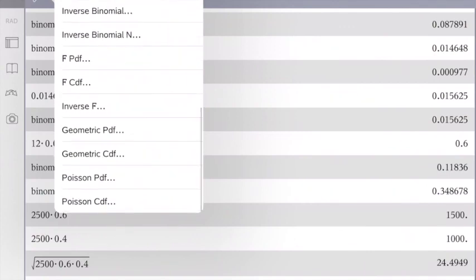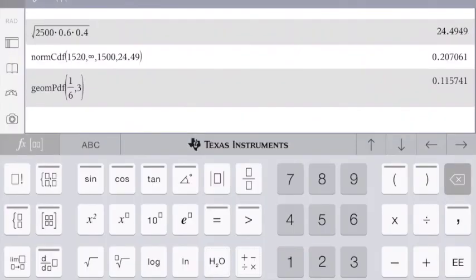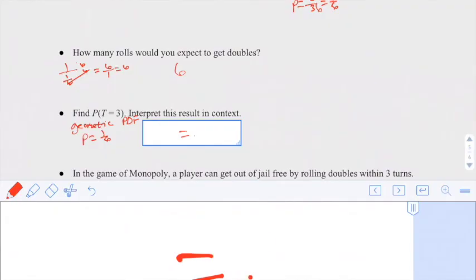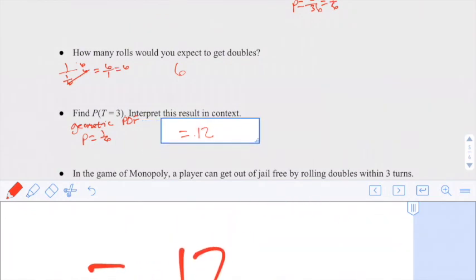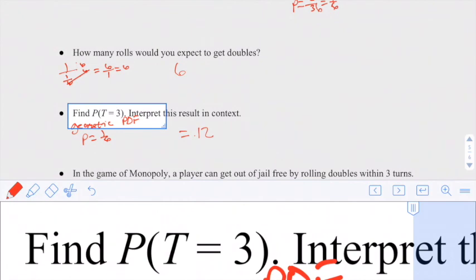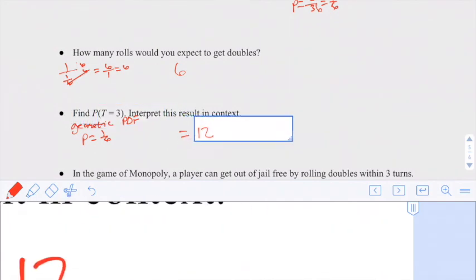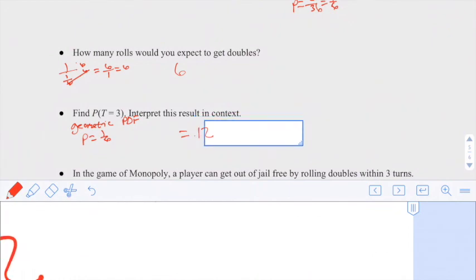So a geometric PDF, I can put 1/6 in there, and I want 3 rolls. 0.1157, so let's say 0.12. So we interpret this result. In the long run, there is a 12% chance that it would take us 3 die rolls until we get doubles. So that would mean we would have a failure, and then we would get our doubles.